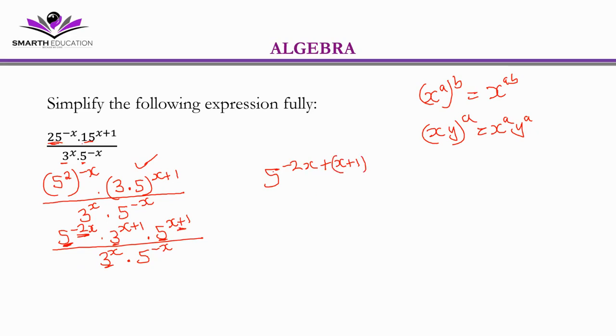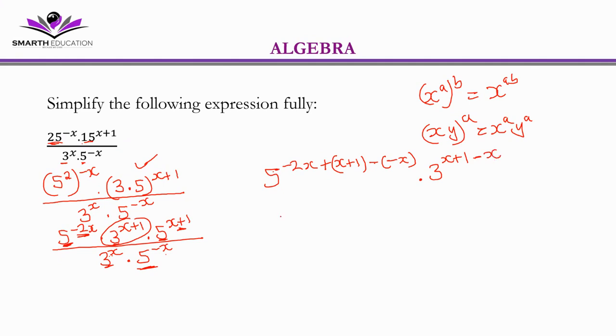And then when dividing powers with the same base, we subtract the exponent. So for this one, we have to subtract negative x. So it's going to be minus negative x. We're done with the powers with a base of 5. And then we come to the powers with a base of 3. So we have 3 to the power x plus 1, which is this one here. And then we're dividing by 3 to the power x, so we're subtracting the exponent there. So it's going to be minus x.